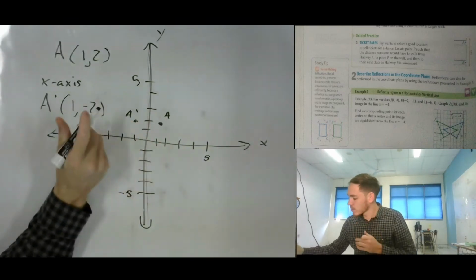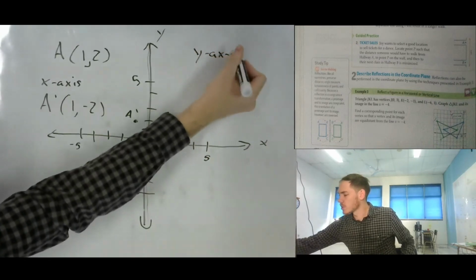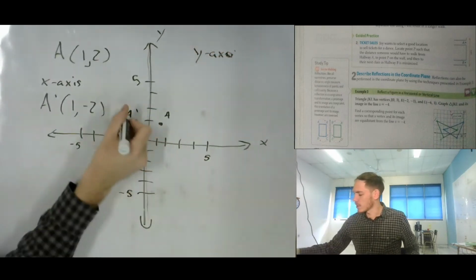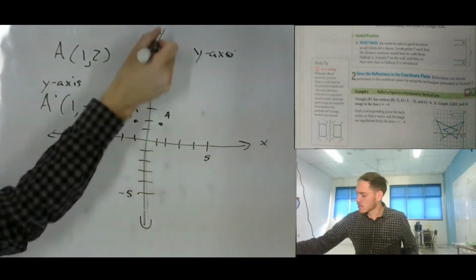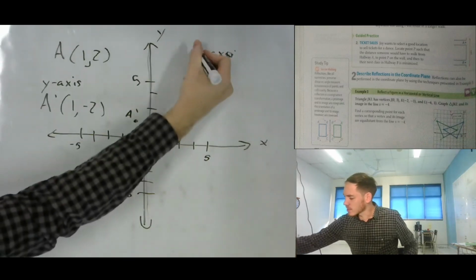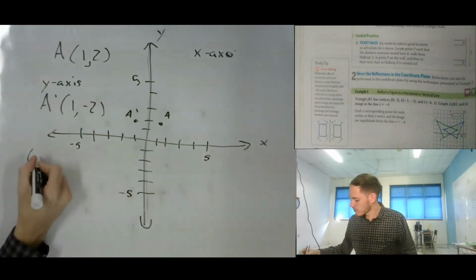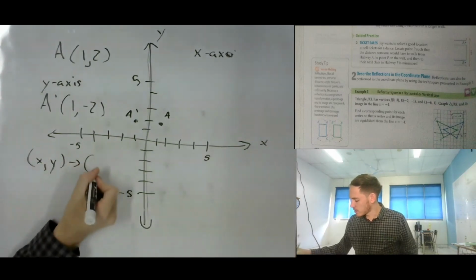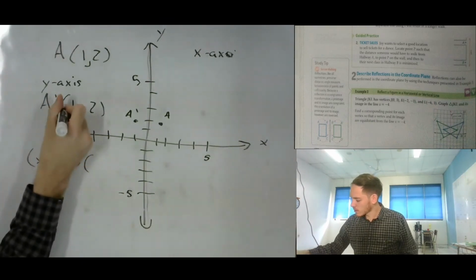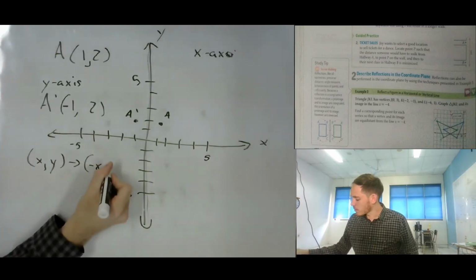Okay? Now what about the y-axis? This is y-axis. This is our y. This is our x-axis. Okay, so y-axis, the rule is you take x comma y, and it's going to be translated to -x comma y.